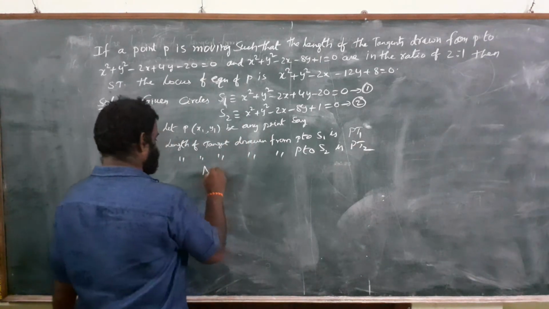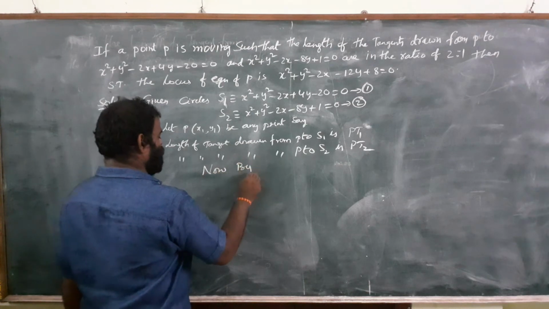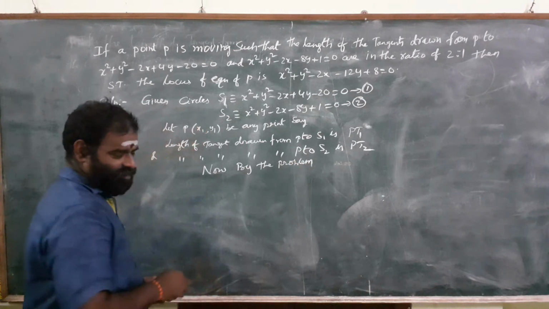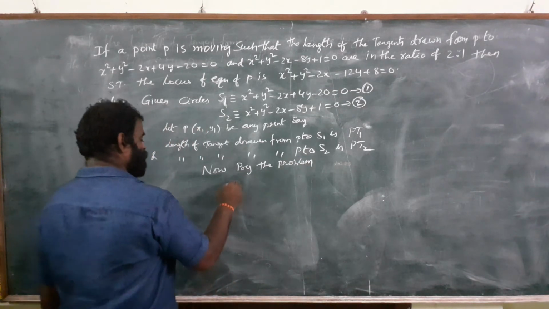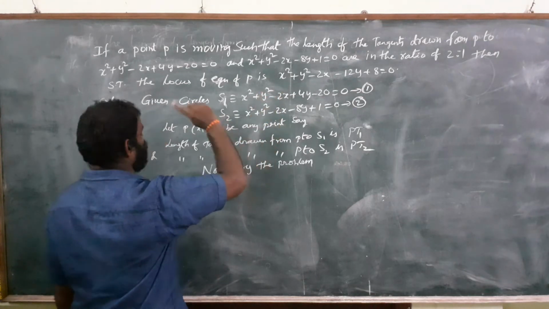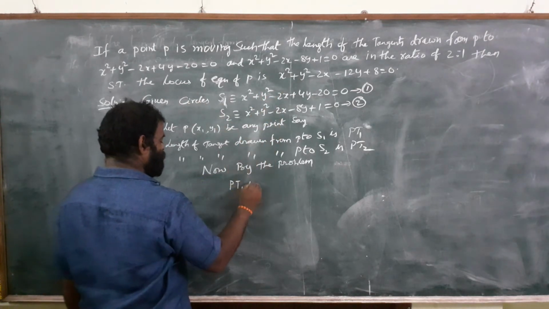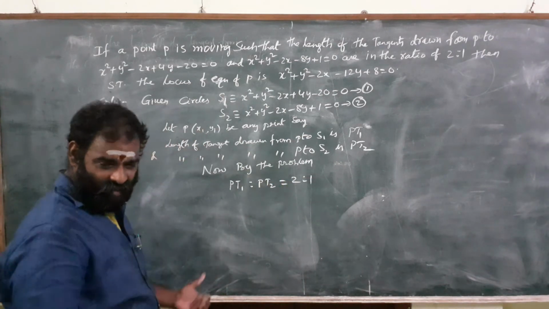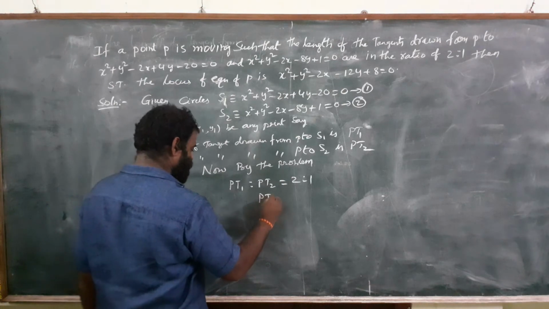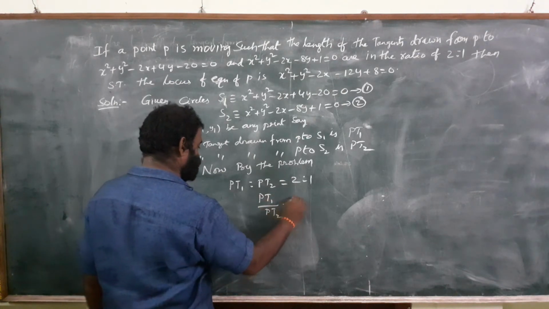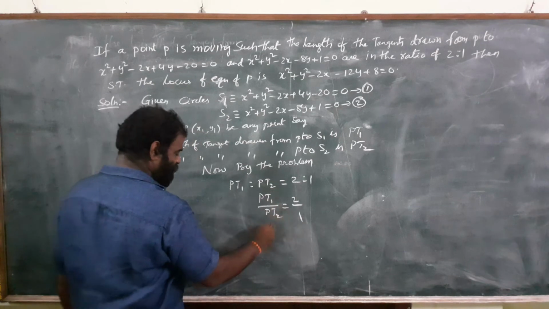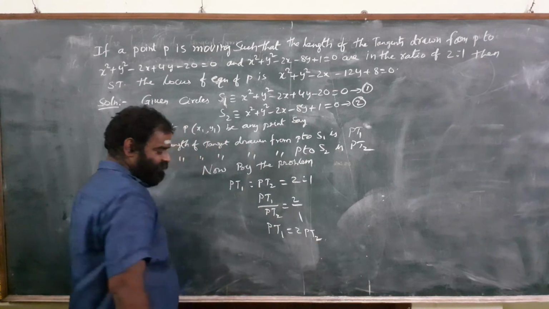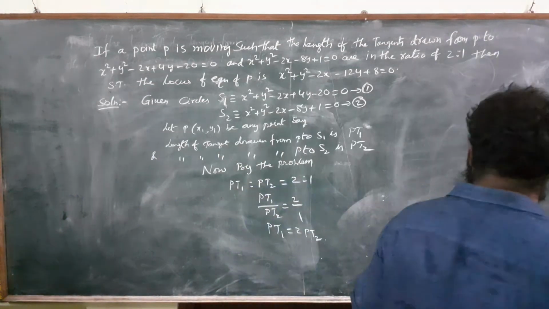Now by the problem, what they tell is that the lengths of the tangents are in the ratio of 2:1. So PT1 is to PT2 is equal to 2:1. What does it mean? PT1 by PT2 is equal to 2/1. So take cross multiplication. PT1 is equal to 2 PT2.